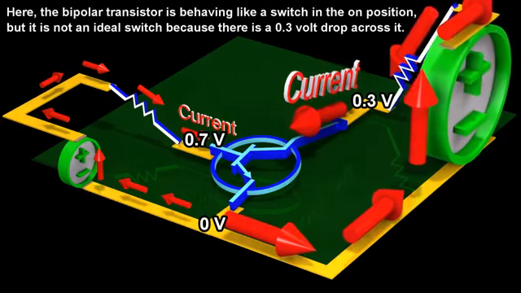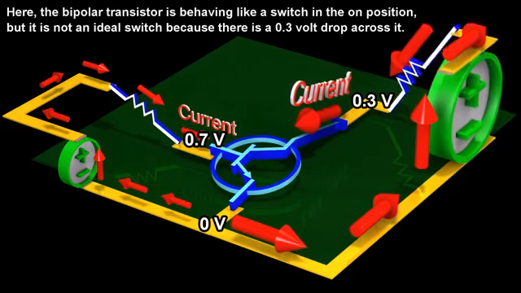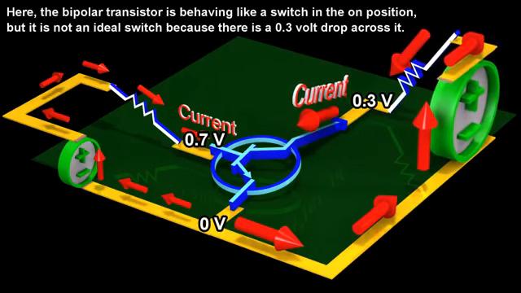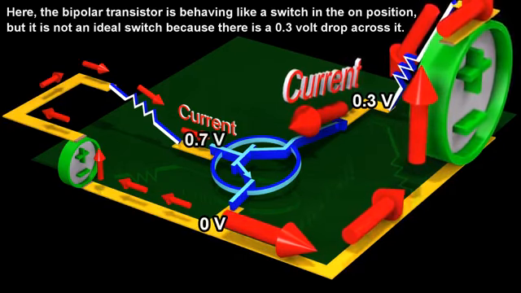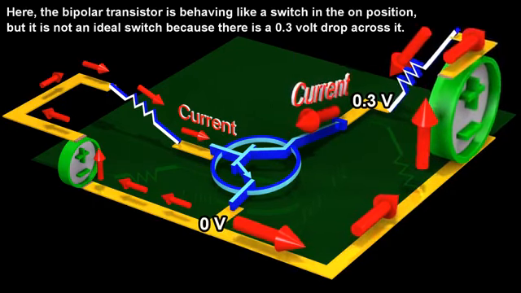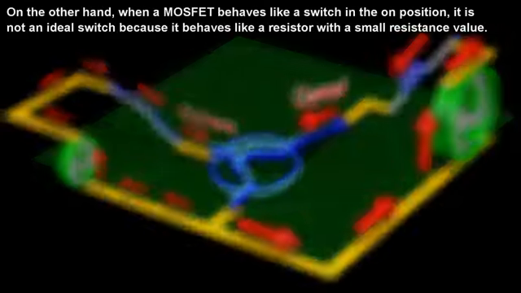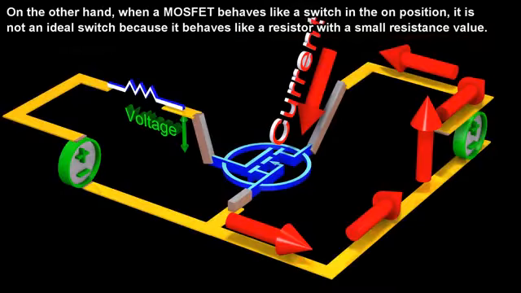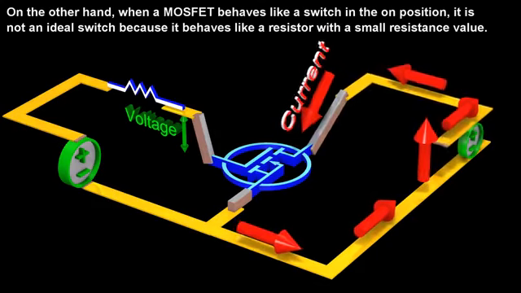Here, the bipolar transistor is behaving like a switch in the on position. But it's not an ideal switch because there is a 0.3 volt drop across it. On the other hand, when a MOSFET behaves like a switch in the on position, it's not an ideal switch because it behaves like a resistor with a small resistance value.